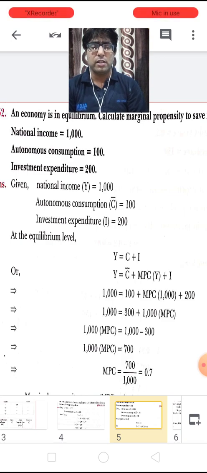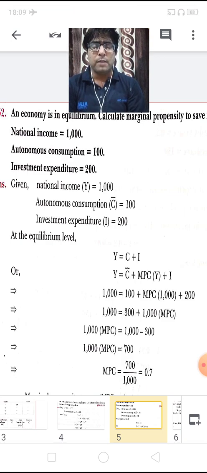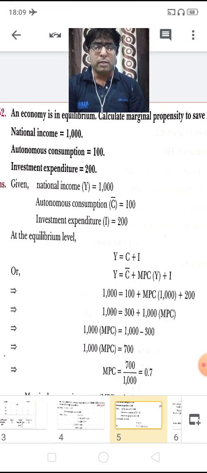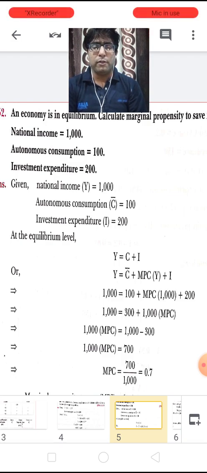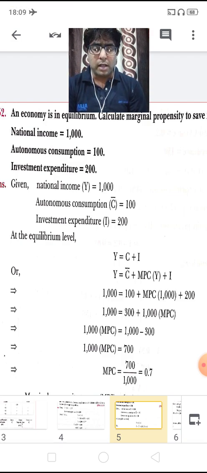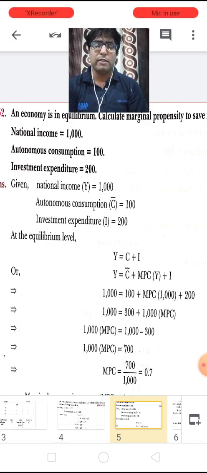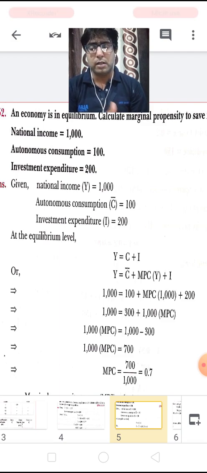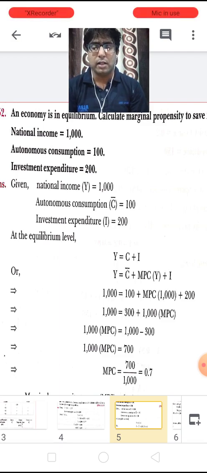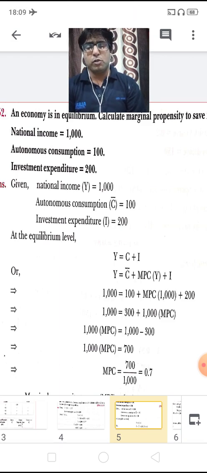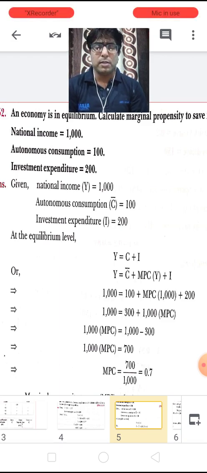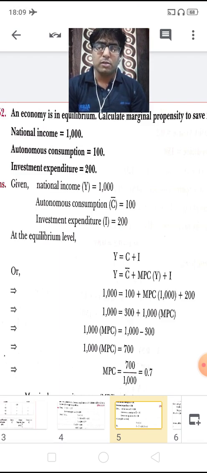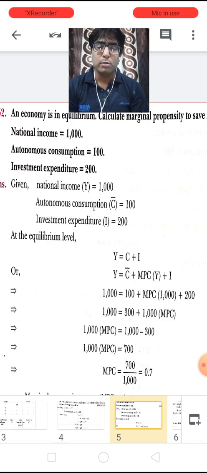Here in place of consumption expenditure I have written the consumption equation, because if we find out the value of MPC, then we can easily find out the value of MPS. The value of MPC is not given, but the other relevant values are given as per the equation. So income is 1000, the autonomous consumption is 100, and the MPC we need to find out, whereas the investment is 200.